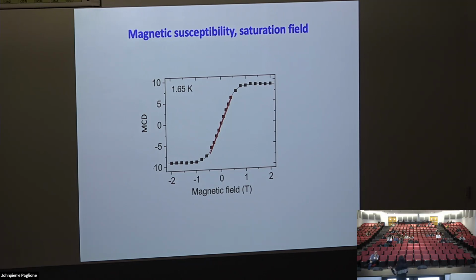magnetic susceptibility. We don't have a quantitative value, but it's proportional to magnetic susceptibility because we don't know how to calibrate in this case. But in some cases, you can also calibrate it. Now, when you apply a large enough magnetic field, you can fully polarize the spins. So this saturation field tells you about the exchange interaction strength.